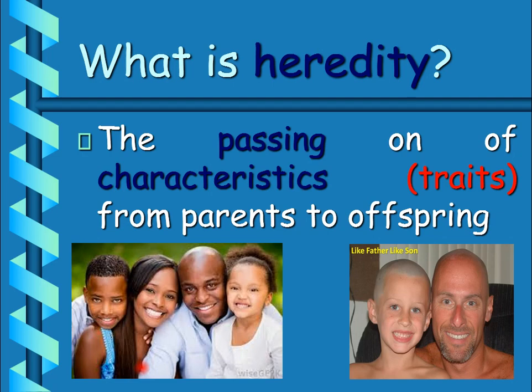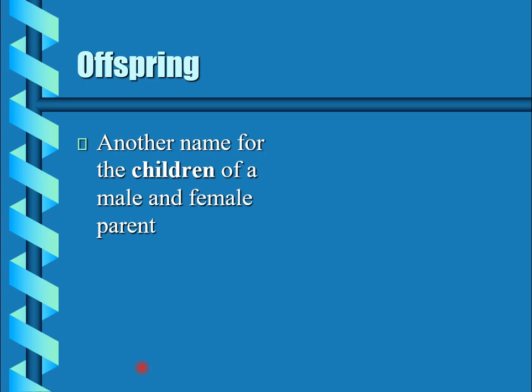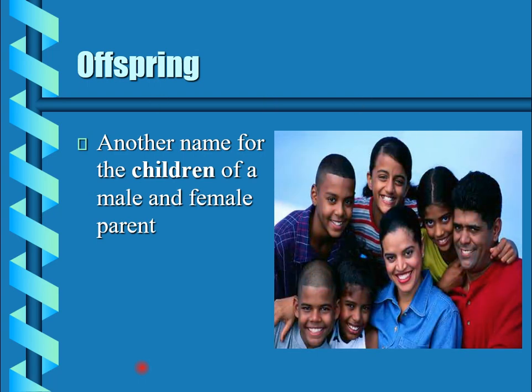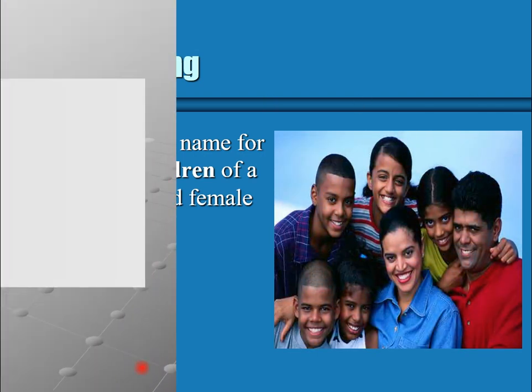What is heredity? In simple terms, the passing on of a characteristic or trait, يعني الصفات, from parents اللي هم الآباء to offspring اللي هم children. You can see from these two photos, the children look like their parents. Offspring is another name for children of male or female parents.